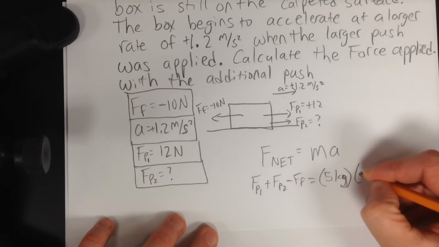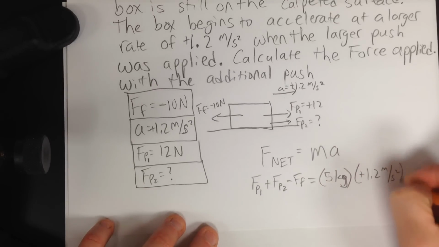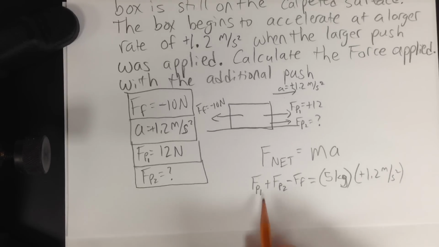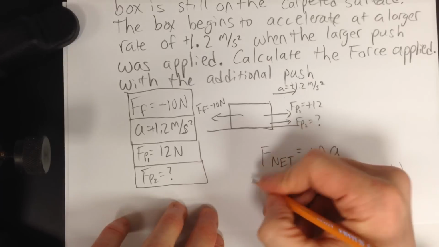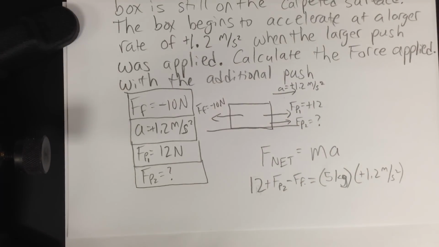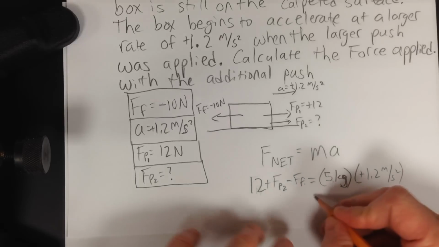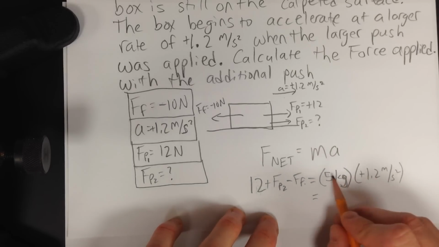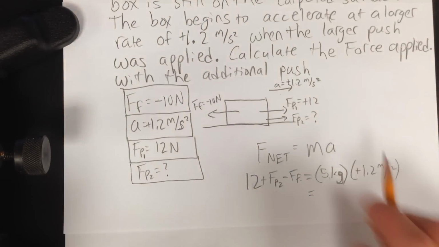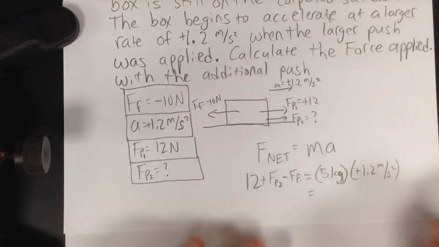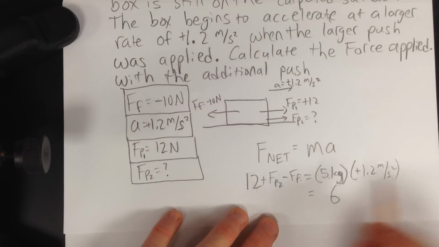And the a, we could plug that in, positive 1.2 meters per second squared. I know these two are positive and the friction is negative. And I'm just going to plug in my positive 12. I know FP1 is 12, but now you just have to do your algebra to find FP2. 5 times 1.2, 5 times 1 is 5, 5 times 0.2. Let's do that on our calculators, 5 times 1.2. Six.